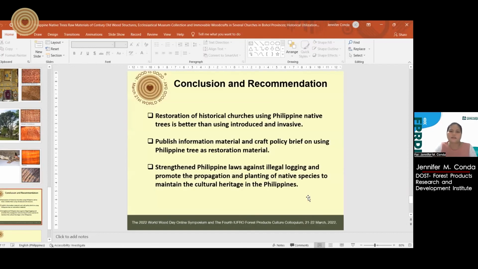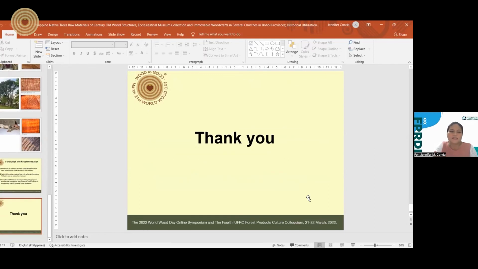So for the conclusion and recommendation, we can say that restoration of historical churches using Philippine native trees is better than using introduced and invasive species. We have to publish information material and craft a policy brief, maybe on using Philippine trees as restoration materials. We also need to strengthen Philippine laws against illegal logging and to promote propagation and planting of native trees to maintain the cultural heritage of the Philippines. So, thank you for listening.